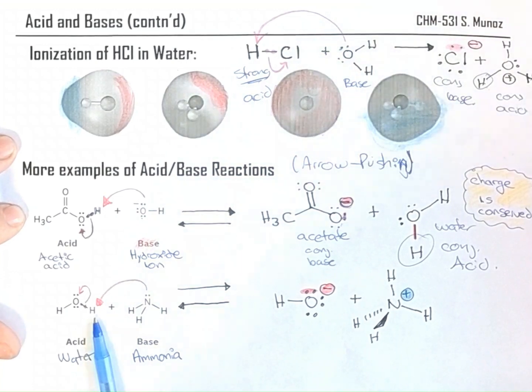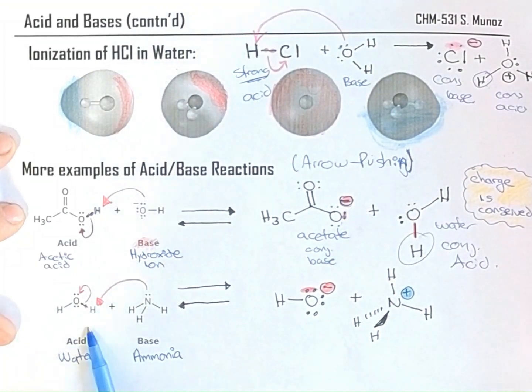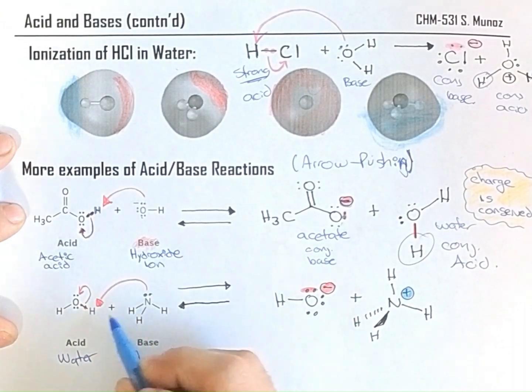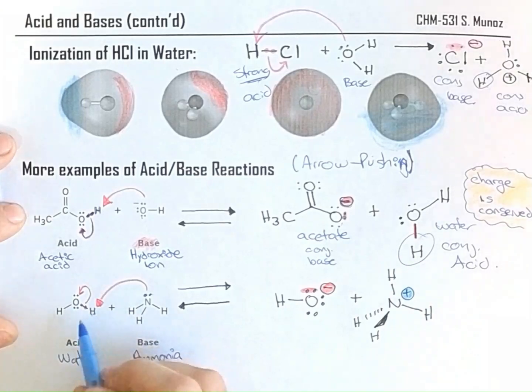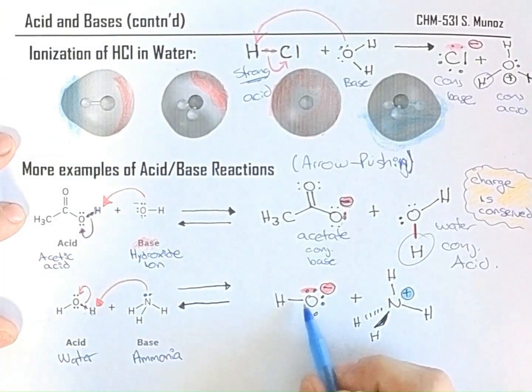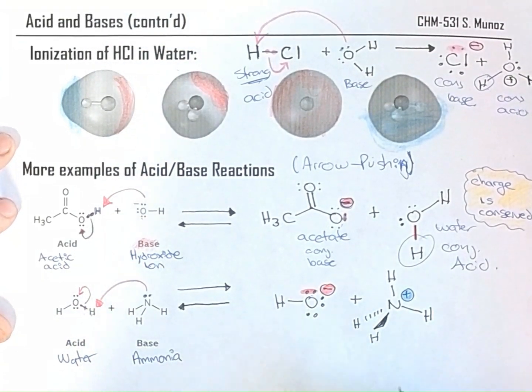Now, if we look at this other example here, we have water and ammonia. In this particular example, I'm showing the curved arrow going from the lone pair of nitrogen, picking up a proton in water, breaking the sigma bond, and the two electrons that were part of that sigma bond are now in the oxygen with a negative charge, the formal charge of -1.